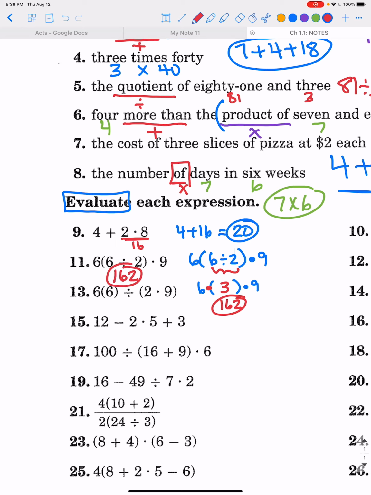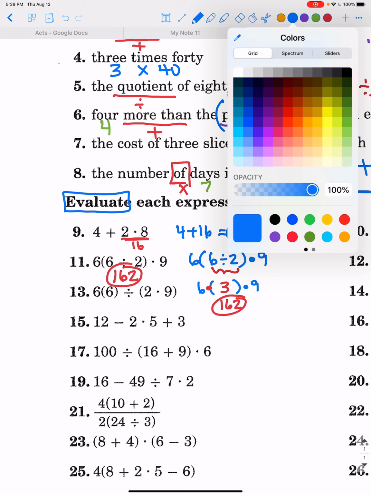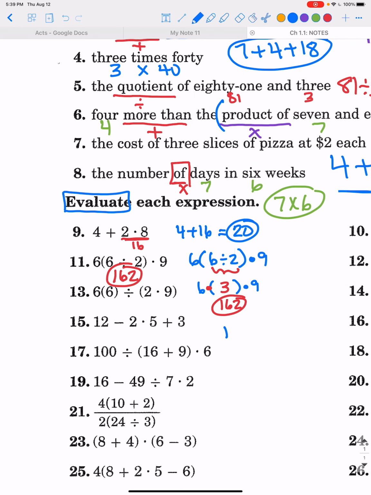Okay? Let's do number 15 here. So we've got 12 minus 2, and then this dot means times 5 plus 3. Looking at it, we have a subtraction, a multiplication, and addition. PEMDAS says we do multiplication first, okay? So we're going to multiply 2 times 5.